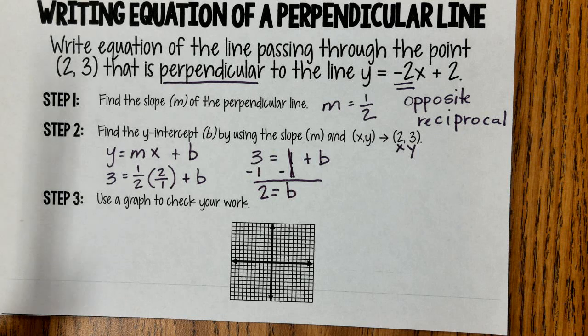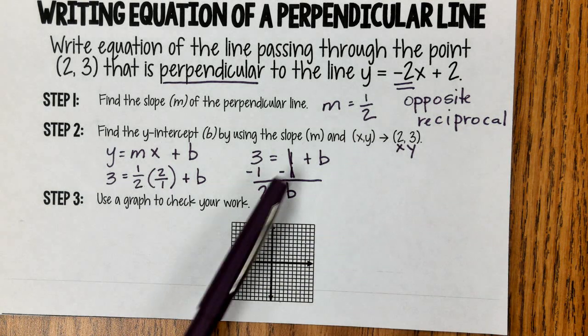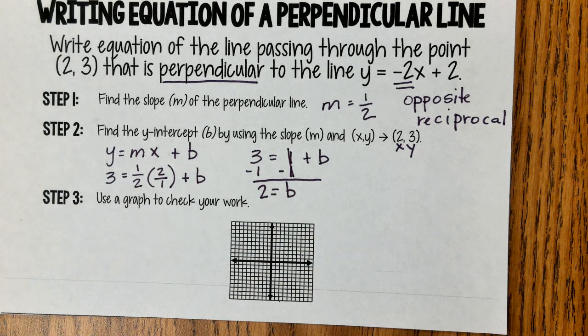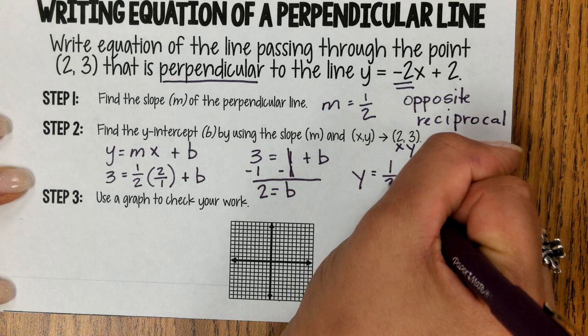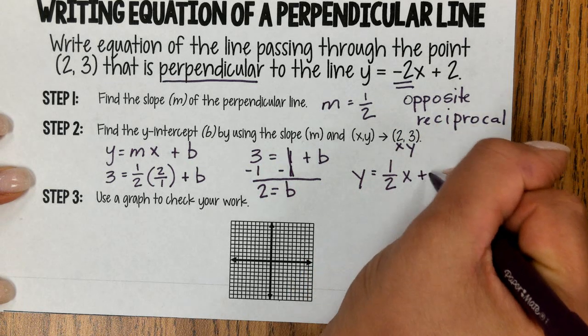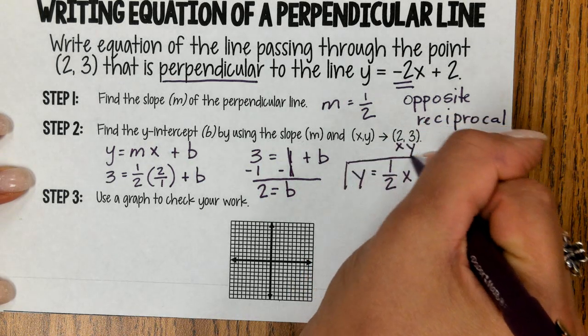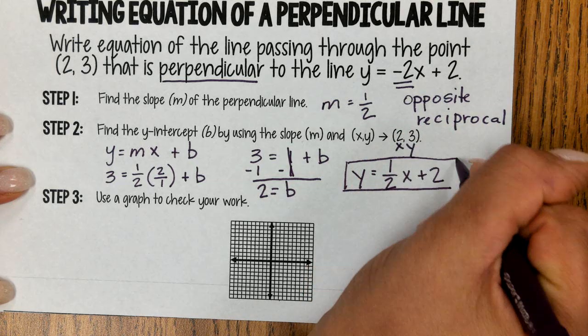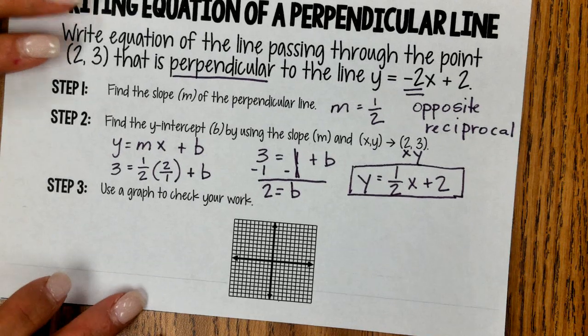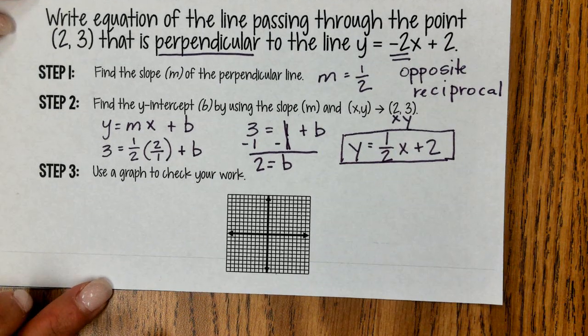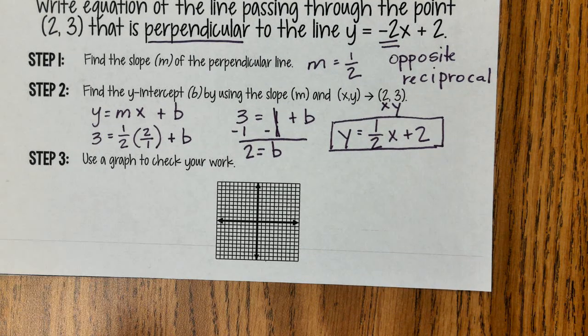Okay, so now that I have my slope, I have my y-intercept. I need to put that into an equation. So how would I write that? Y equals 1 over 2 x plus 2. Awesome, all right. Okay, so that's how you find a perpendicular line. Now we're going to graph that on the bottom.